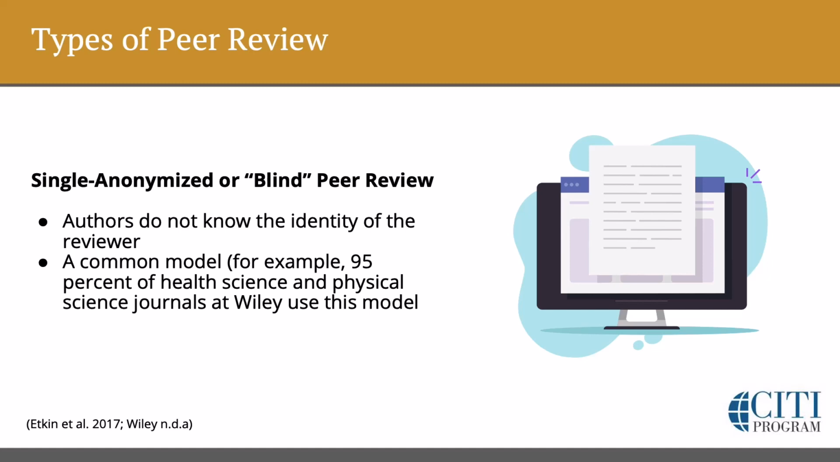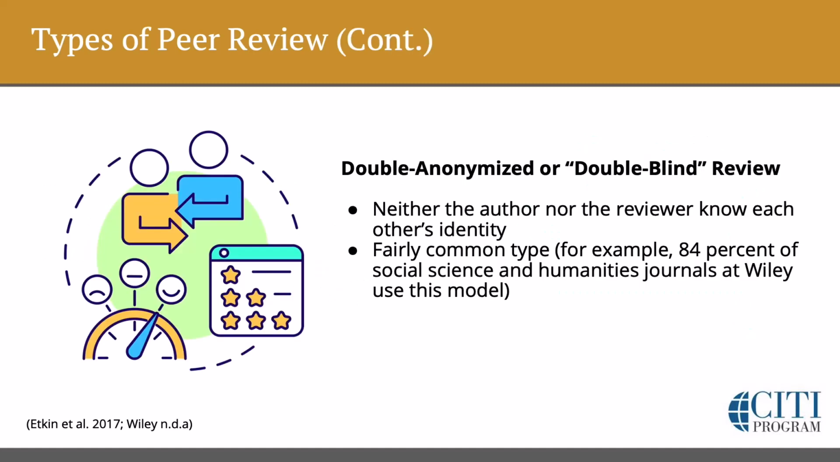Double anonymized or double blind review. This is where neither the author nor the reviewer know each other's identity. This is another fairly common type. 84% of social science and humanities journals at Wiley use this model. In the field of librarianship, we're usually considered a social science, so this is a pretty common one in my field.